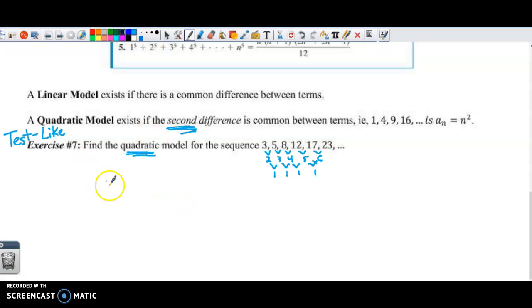So how do we solve this? I've been using this notation, so y subscript n. You're probably used to ax squared plus bx plus c.